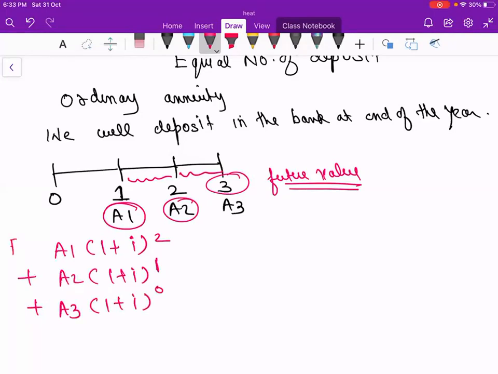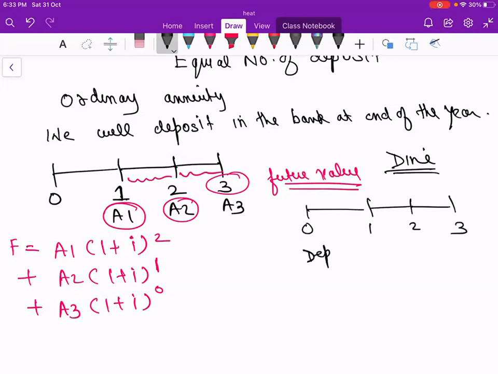So this will give me a future value. Next, another is the annuity due. Here, same 0, 1, 2, 3, but here we will deposit money.